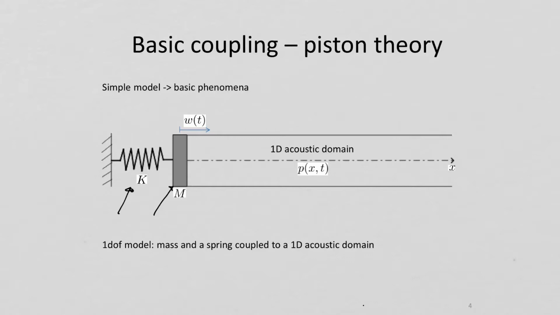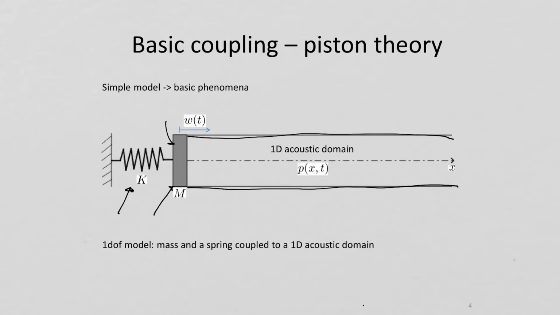What you might think of, if you think of the mass here as a circular disk, and then you think of this part here as a circular tube, then you might think of the whole system as a mass spring system where the mass is actually embedded into a tube where you have air inside. So this is the basic system that we're going to look at.